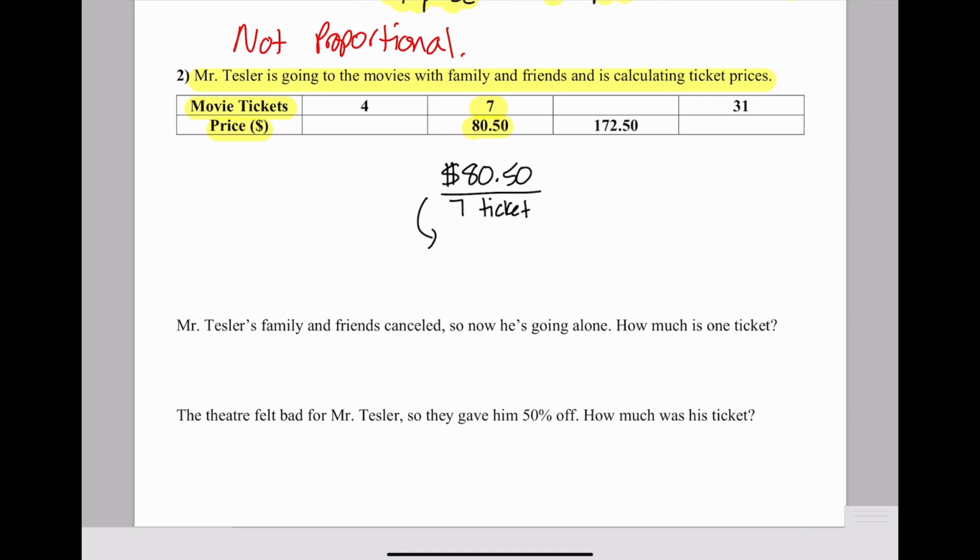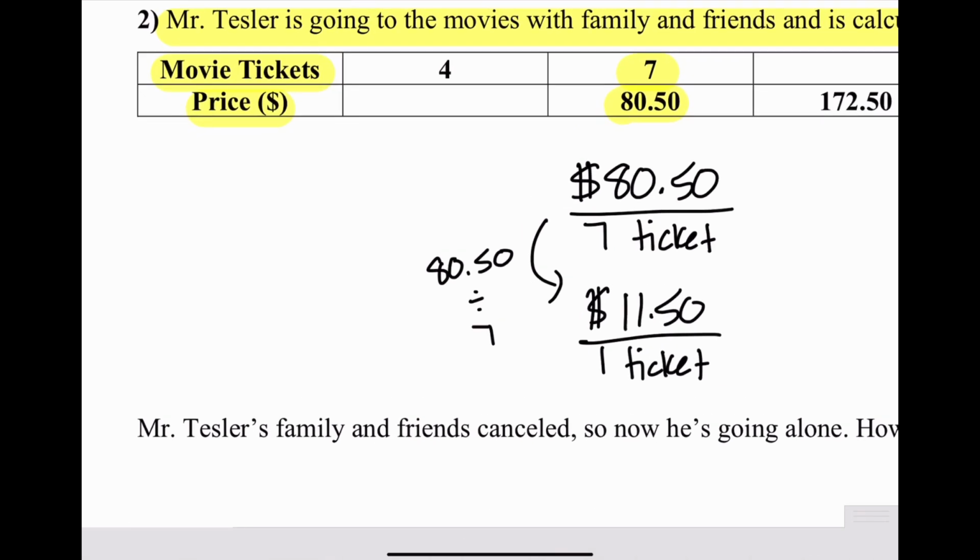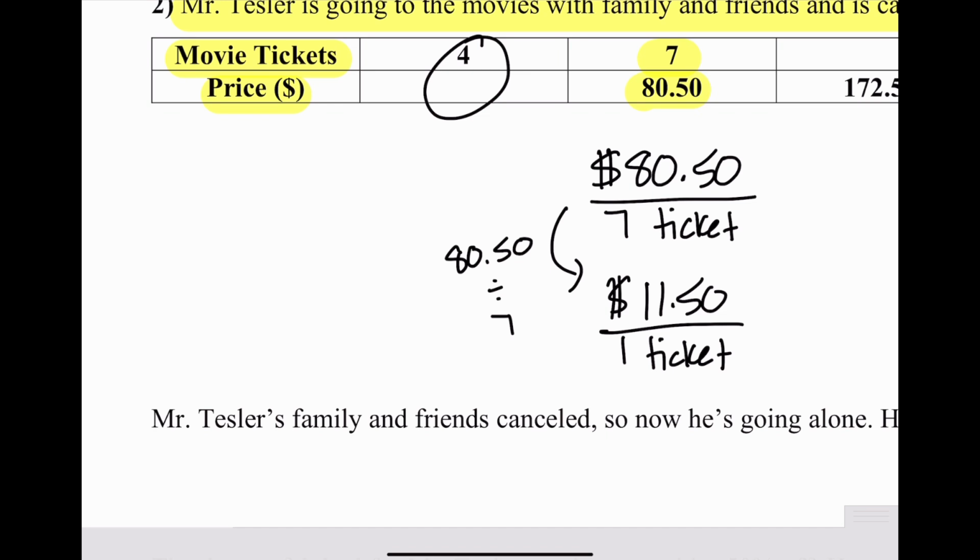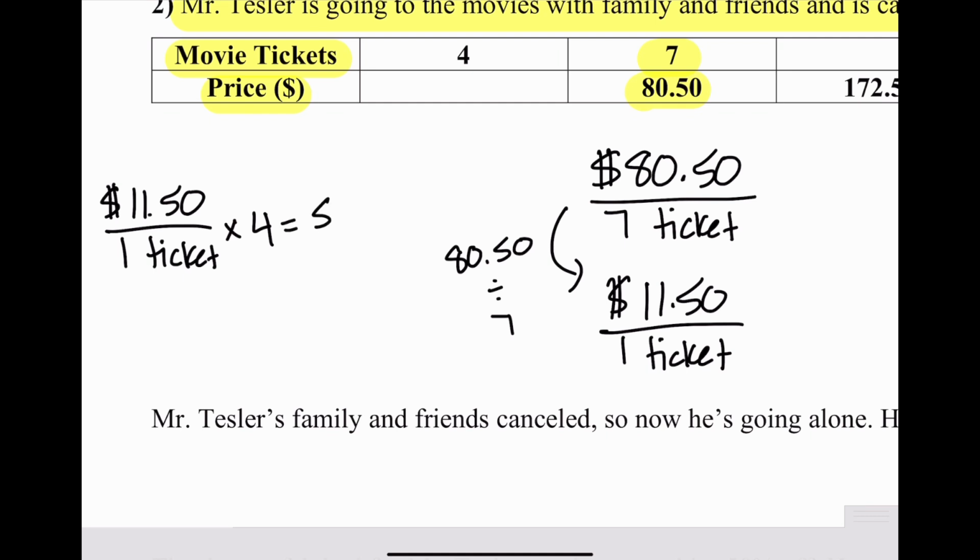Well, if we put 80.50 divided by 7 into our calculator, we'll get our unit rate, which is $11.50 for 1 ticket. That's the first step, and it's actually the answer to this first question right here, but we'll get to that in a moment. But now we know how much for 1 ticket. It shouldn't be that hard to figure out how many for 4 tickets, right? We have $11.50 for 1 ticket. So let's just multiply that by 4. So times 4, and that's going to give us $46 for 4 tickets.